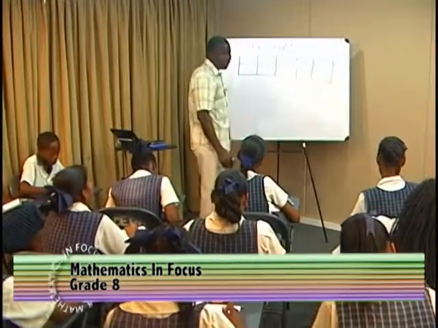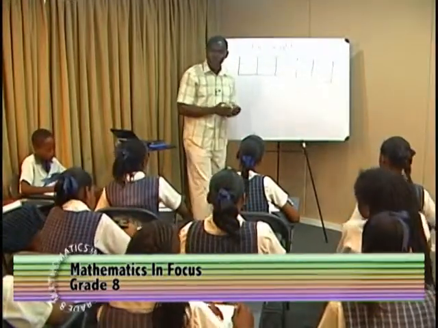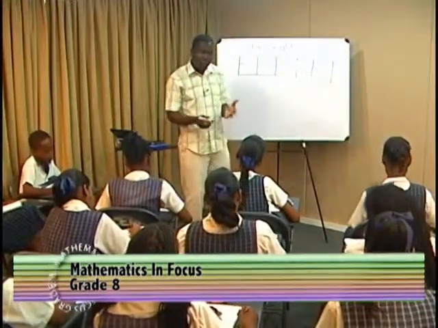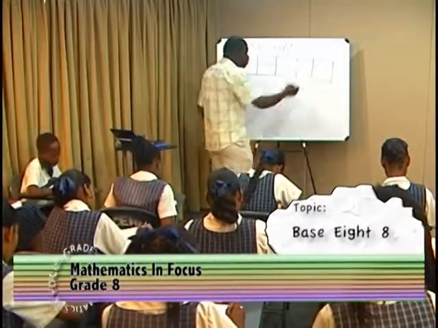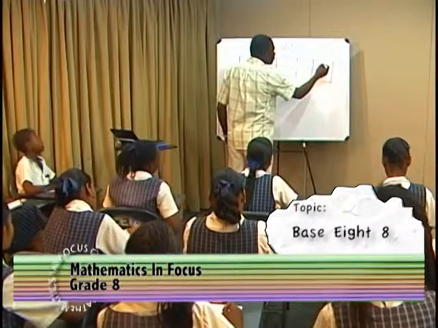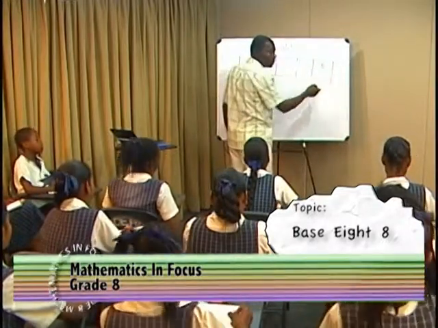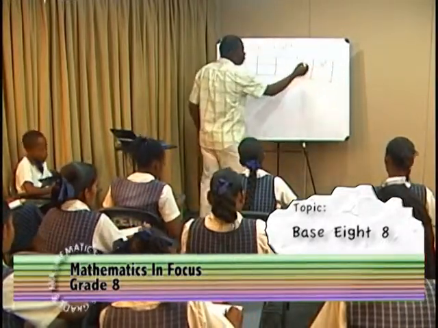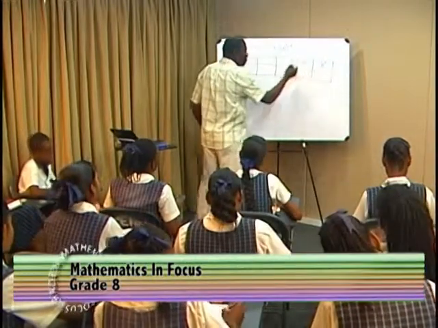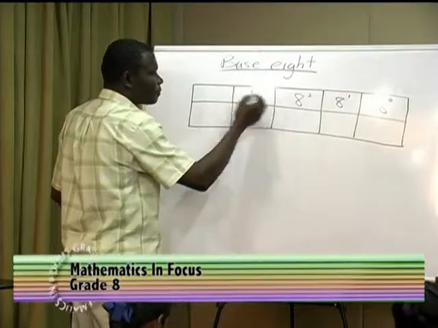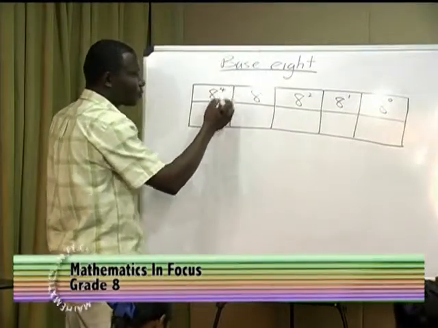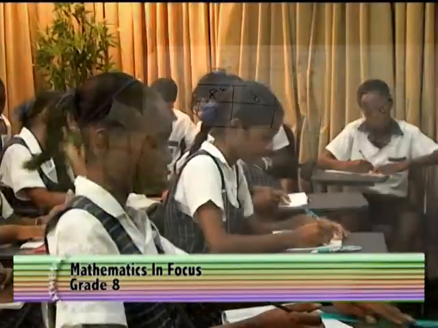And maybe you can help me here, because you know how to construct a place value grid for any base, I suppose. Since it is base 8, what do I write here? 8 to the 0 here. 8 to the first. 8 to the second. 8 to the third. 8 to the fourth. And then we can go on to the 5th, the 6th and so on.